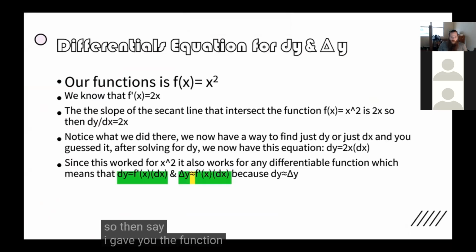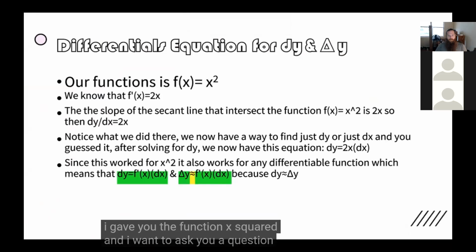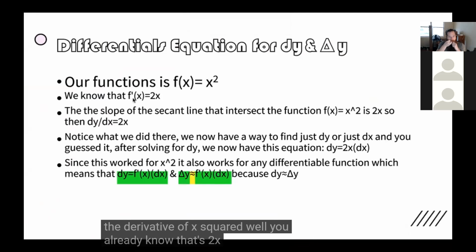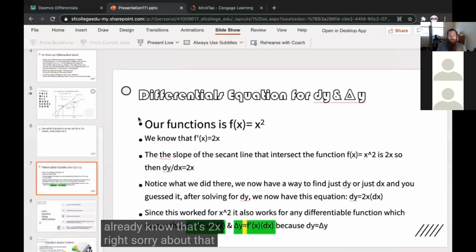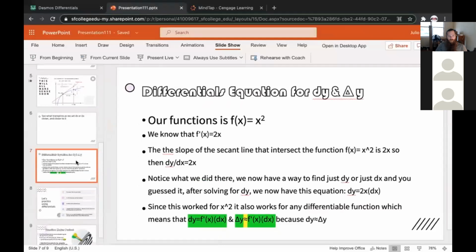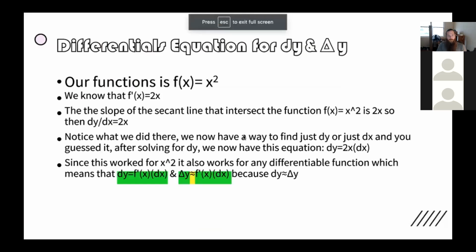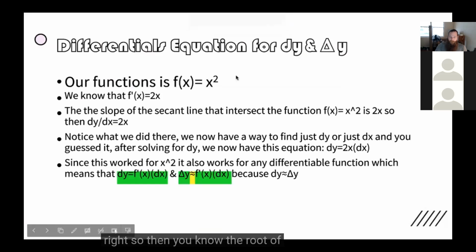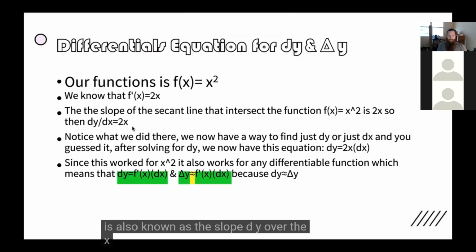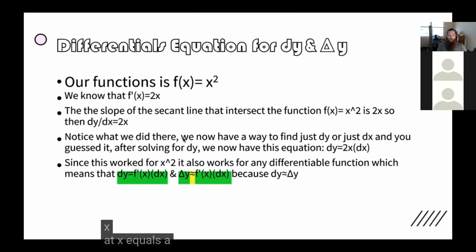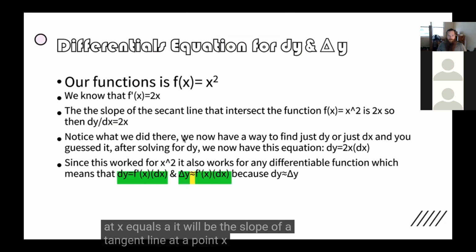Say I give you a function x squared, and I ask you what's the derivative of x squared? Well, you already know that's 2x. That 2x is also known as the slope dy over dx at x equals a. It will be the slope of a tangent line at a point x equals a.